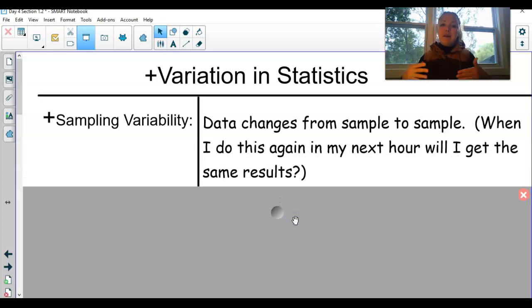Okay, so sampling variability, let's write down that definition. Sampling variability means data changes from sample to sample. When I do this again in my next hour, will I get the same result? So for example, with the hair color, if I did it again for my next hour and I had people raise their hand, how many of you have brown hair? I would get different results, okay? There's sampling variability. That just happens, okay? That's normal. There's variation in statistics. There's change, okay?